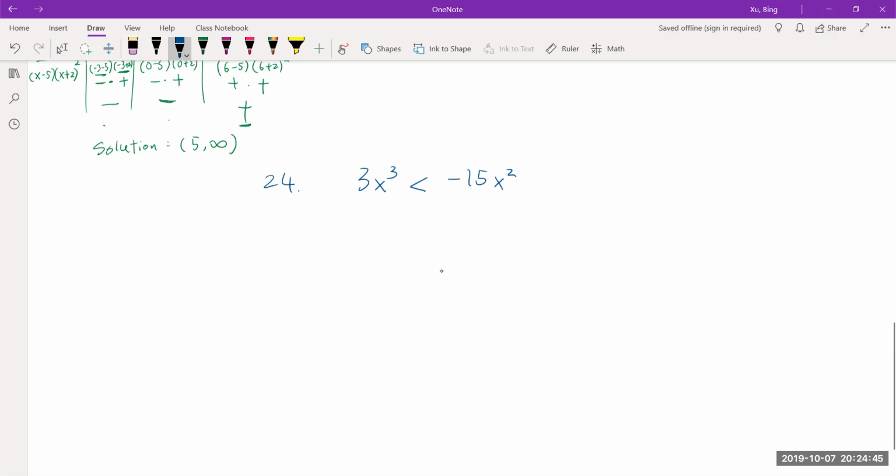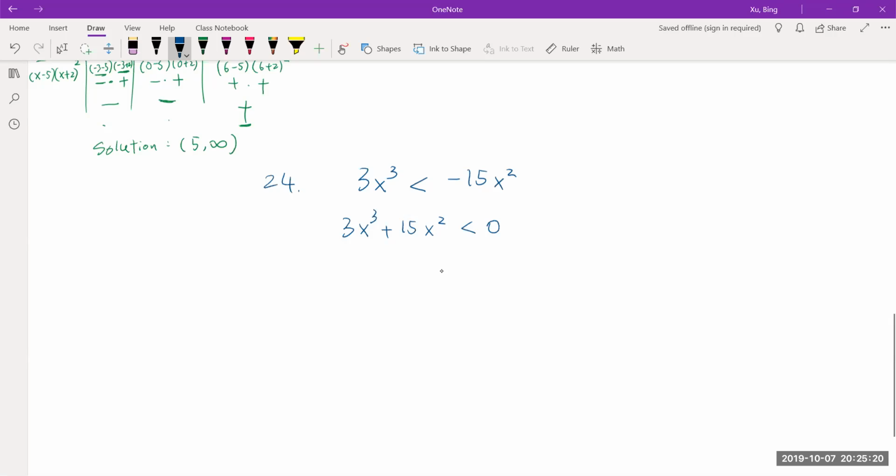The first step is you want to make one side equal to 0 so we can factor, right? So I'm going to move this to the other side. So add 15x squared to the left side. I have 3x cubed plus 15x squared less than 0. All right. In order to find all the zeros, I need to factor. All right, so factor this expression on the left side.